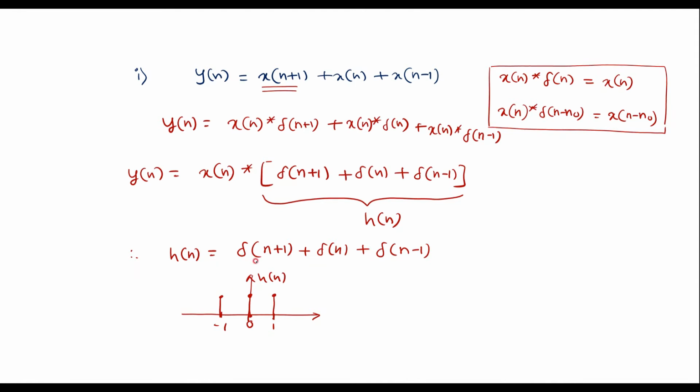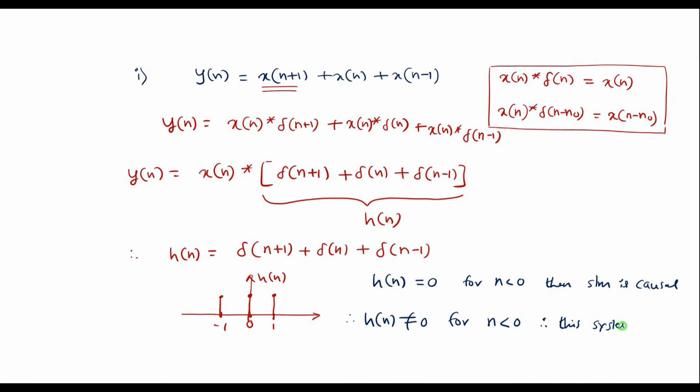So we know that the system is causal if h of n is equal to 0 for n less than 0. But here we can see that h of n exists for n equal to minus 1. Therefore here h of n is not equal to 0 for n less than 0. Therefore this system is non-causal, because the condition is h of n must be 0 for n less than 0. Then only we can say that system is causal. But here for n equal to minus 1, the system has got value 1. Therefore this is non-causal.